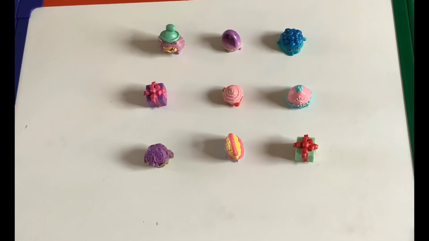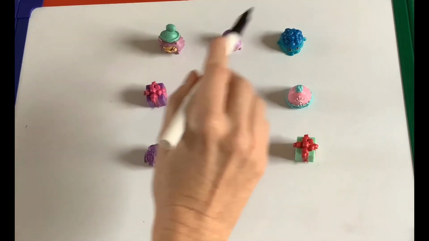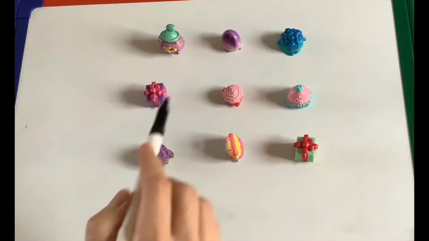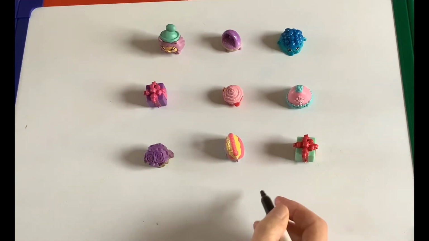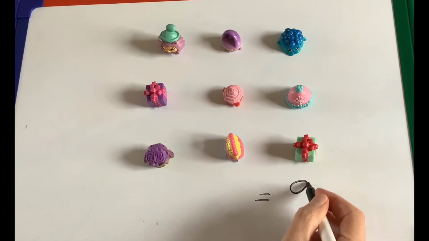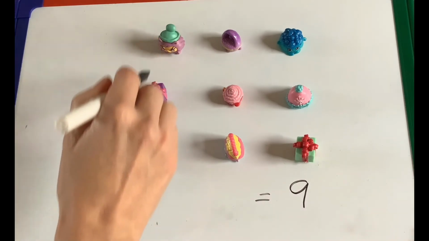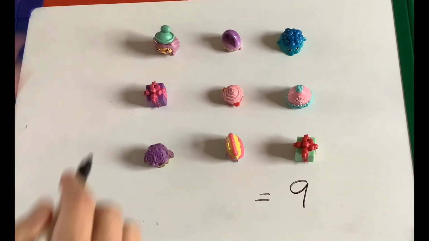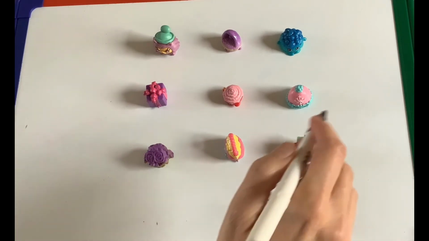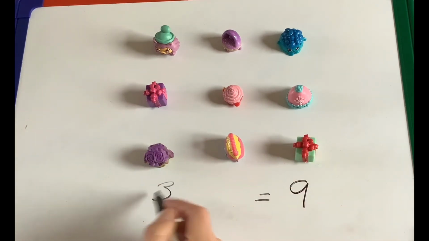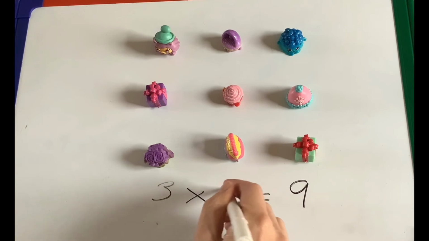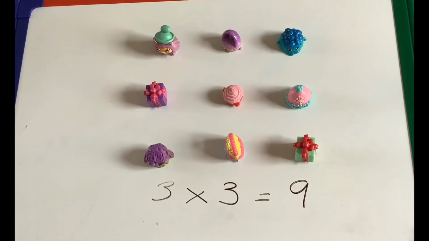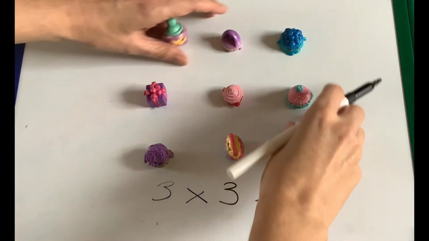Now I'm not even sure what these are, but let's count how many of them we've got. 1, 2, 3, 4, 5, 6, 7, 8, 9. So the big number is going to be 9, and we've got 3, just line them up a bit better down there, and we've got 3 along there. So it's going to be 3 sets of 3, 3 times 3, and that's called a square number because it makes a square.